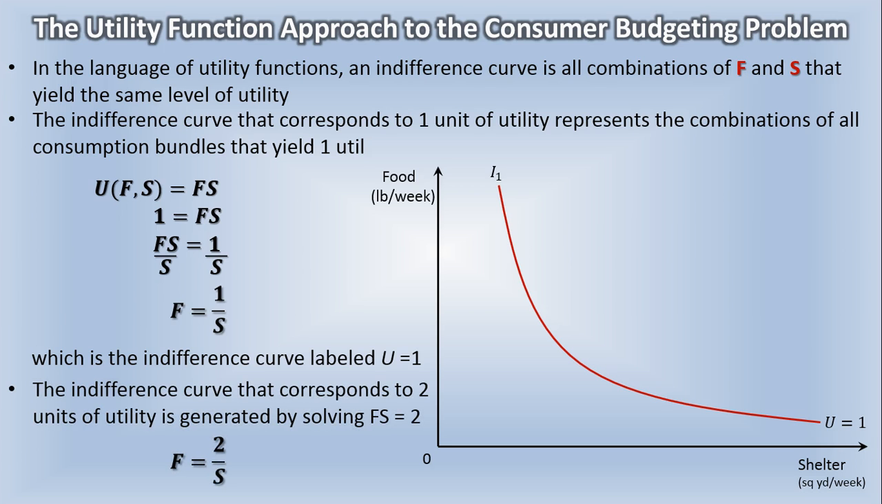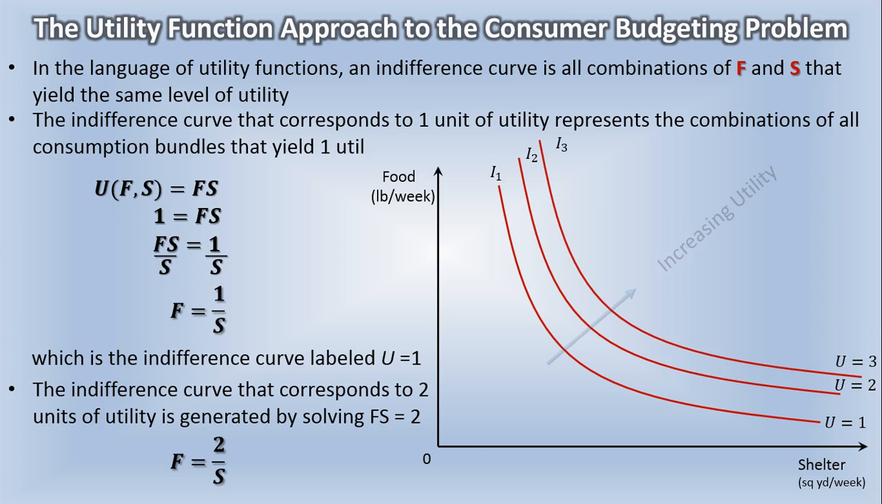If the indifference curve represented a level of utility that was higher than this, let's say it represented consumption bundles that all yielded 2 utils of utility, then we would set utility equal to 2, do the same math here, and get to this equation for the next higher indifference curve, corresponding to a constant level of utility across all consumption bundles of 2 utils. And so on and so forth. As we move away from the origin, we are getting to higher and higher indifference curves that correspond to higher and higher levels of utility.